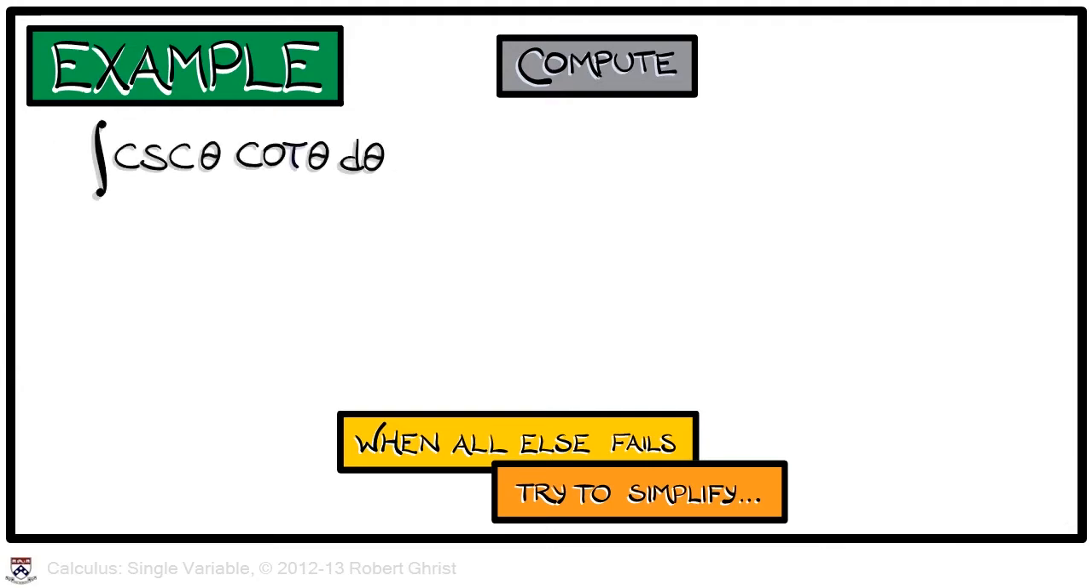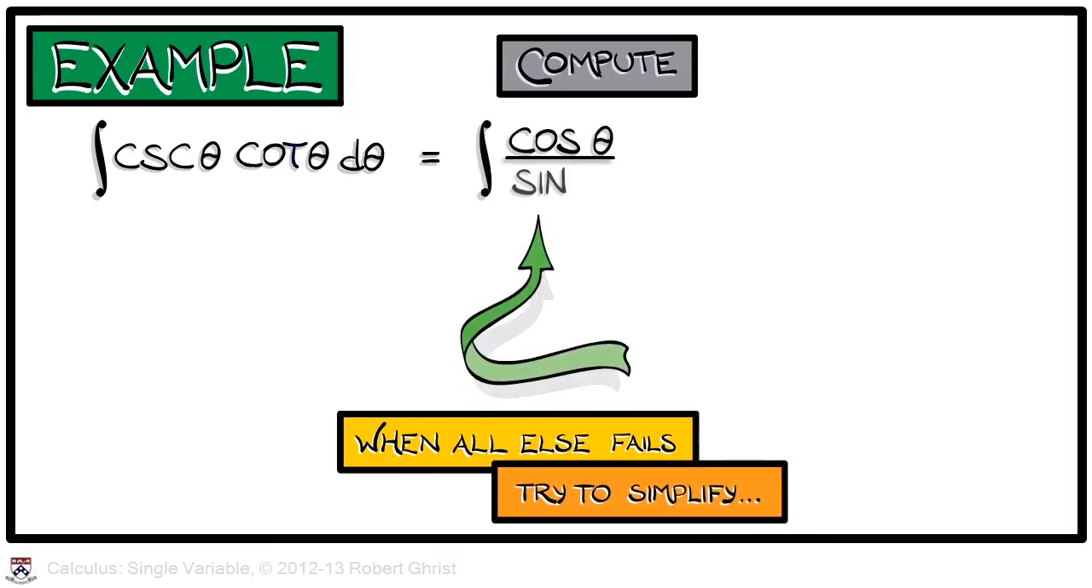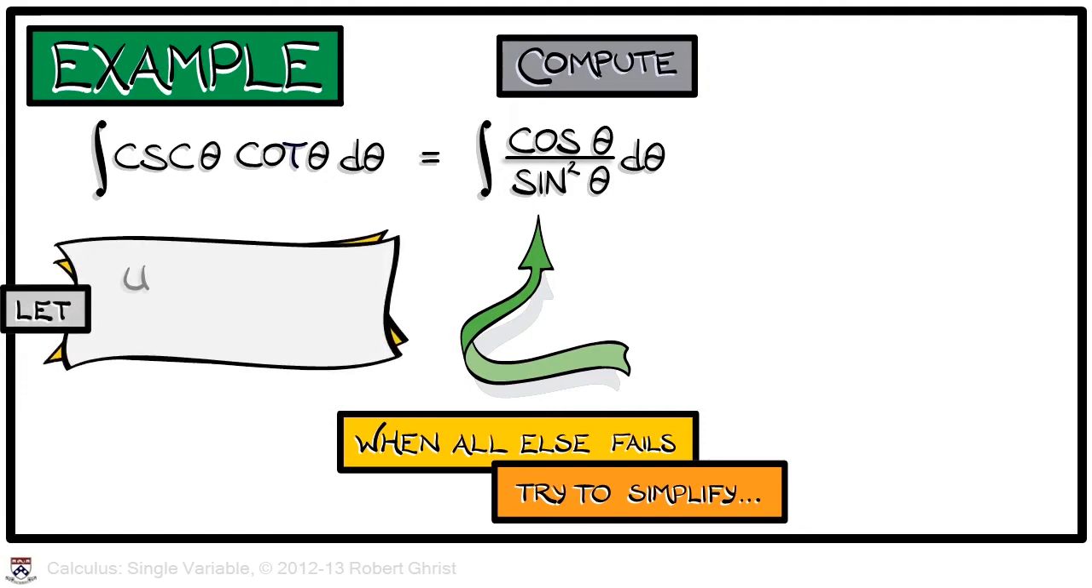Another example that is perhaps not so obvious is the following: the integral of cosecant theta times cotangent theta d theta. Again, in the absence of something obvious to do, try simplifying your integrand. In this case, using the definition of cosecant and cotangent yields cosine theta over sine squared theta d theta. And now it's a bit more apparent which substitution to try. Let's try u equals sine theta.